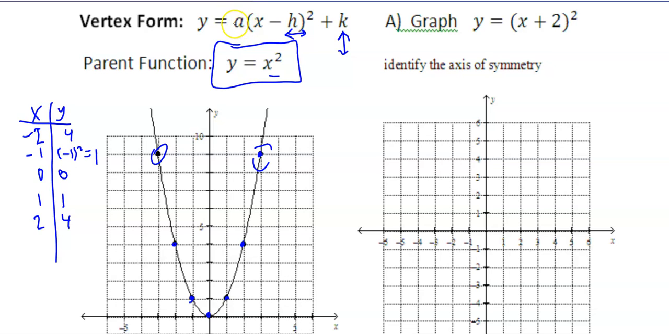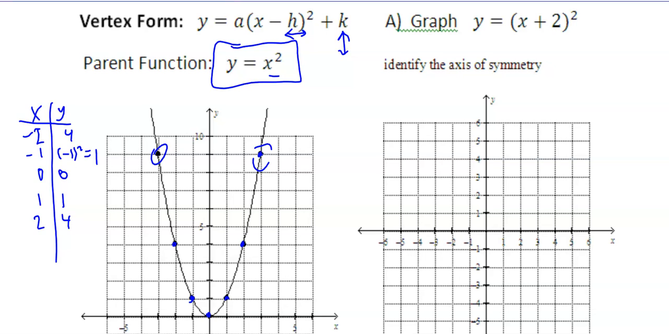A does a couple of things. If A is negative, it's going to reflect across the x-axis. If A is bigger than 1, it's a vertical stretch. If A is smaller than 1 but bigger than 0, like a fraction such as 1/2, that's a vertical shrink. So the same transformations that we've done in the past work this way with parabolas.